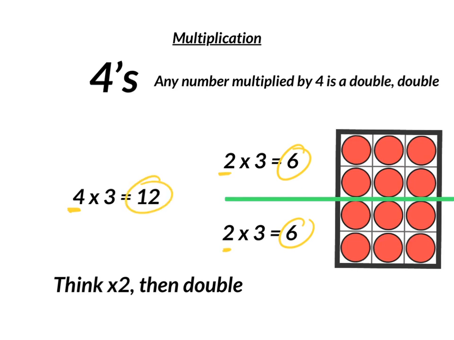And we can see that 6 plus 6 is the same as 12. In summary, when I'm multiplying by 4, I say to myself, double 3 is 6, and double 6 is 12. This is the strategy of performing a double-double. Double 3 is 6, double 6 is 12. 4 groups of 3 is 12.